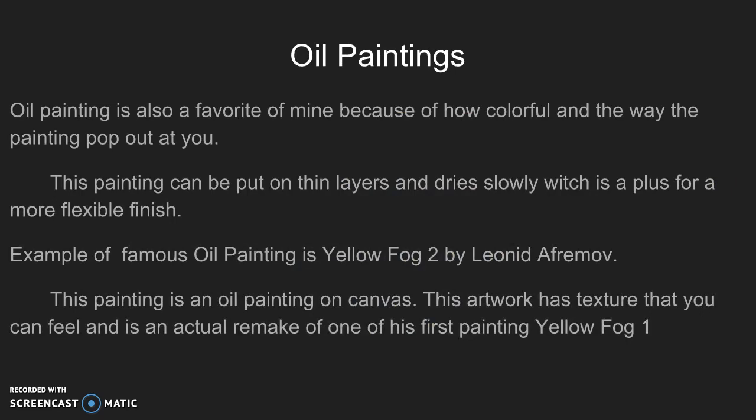Oil paintings are another favorite. Oil paintings are also a favorite of mine, like I just said, because of how colorful they are and the way the painting pops out at you. This painting can be put on in thin layers and dries slowly, which is a plus for a more flexible finish. An example of a famous oil painting is Yellow Fog 2 by Leonid Afremov. This painting is an oil painting on canvas. This artwork has texture that you can feel, and it's an actual remake of one of his first paintings, Yellow Fog 1.